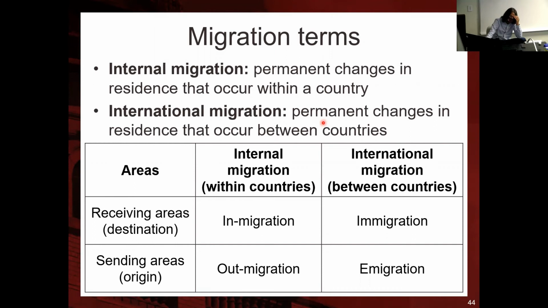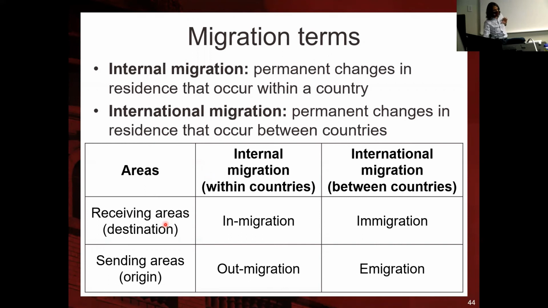And these terms here are important in this table. Usually people don't use them correctly. If I'm talking about internal migration, I'm talking about people, let's say, moving within the United States, from one state to the other. And I'm doing an analysis, trying to see the impacts of internal migration on the states of destination, the receiving areas. I'm talking about in-migration.